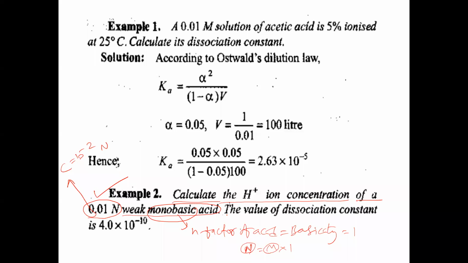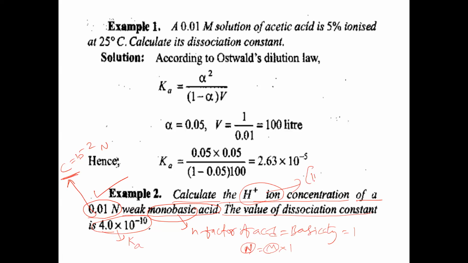So a weak monobasic acid is given, so basicity is 1. The value of the dissociation constant is given here, 4 into 10 power minus 10. Is it an acid or a base in this problem? Acid. So we take Ka, not Kb. Ka is 4 into 10 power minus 10. Ka value and concentration C are given. They asked to calculate the H plus ion concentration.